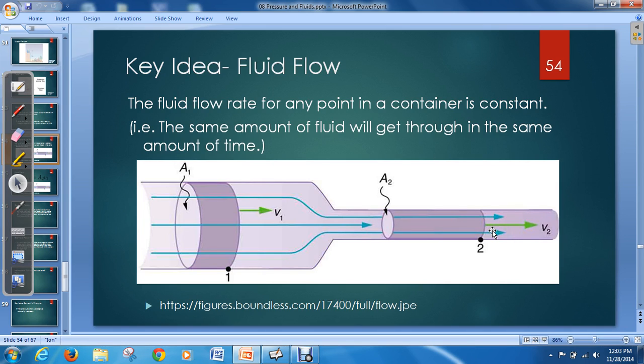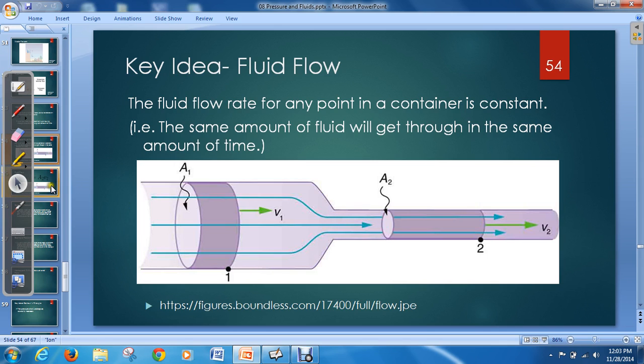V2. So more fluid is going to be passing through at a quicker rate, but now the area is a lot smaller, okay? And so if we look at any point in the container, the fluid flow rate is the same. It's going to be some constant. Okay, it doesn't matter if we're shrinking size or increasing size, the velocities are going to compensate so that the same amount of fluid gets through in the same amount of time.